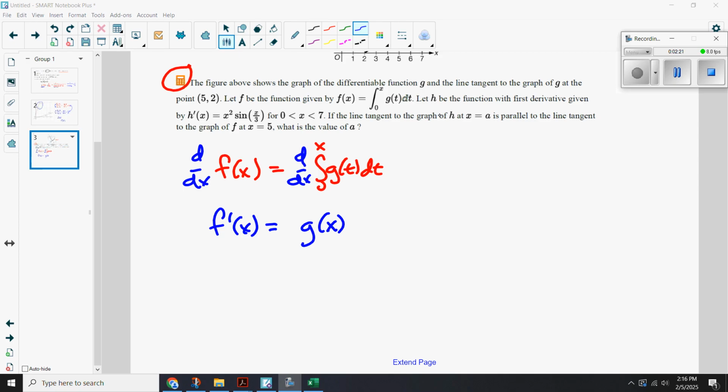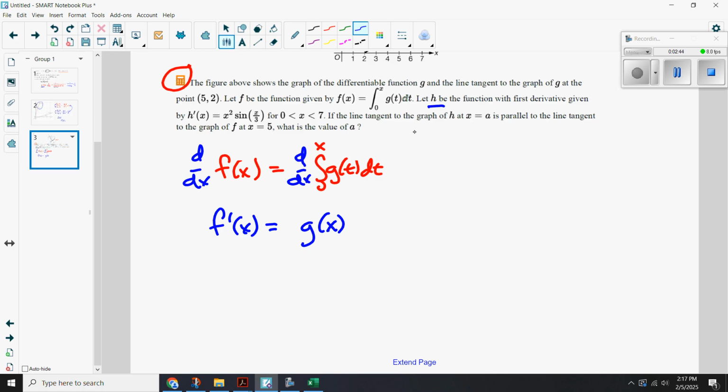Really, I should have finished reading the problem before I started that, but I'm impatient. Let h be the function with the first derivative given, and they give us the formula for the first derivative. It looks kind of ugly, and that's really why we're going to end up having to use the calculator. And that's from 0 to 7.